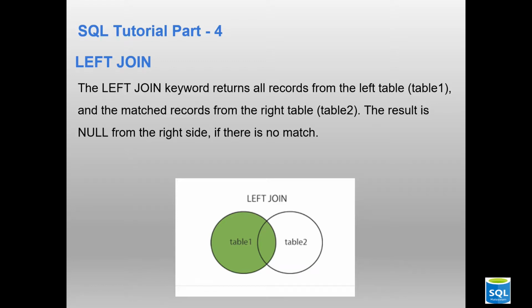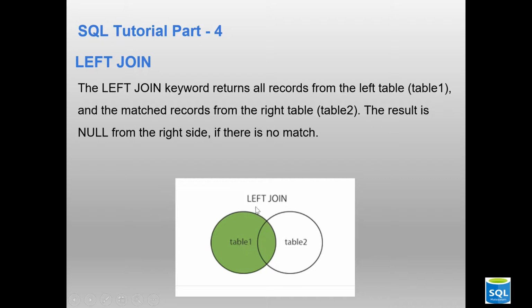In this video, we are discussing left join, right join and full join. Left join means it will return all records from the left table and the matching records from the right table. If there is no matching record in the second table, then null will be returned for those rows. So let's take this figure. We can see table 1 and table 2.